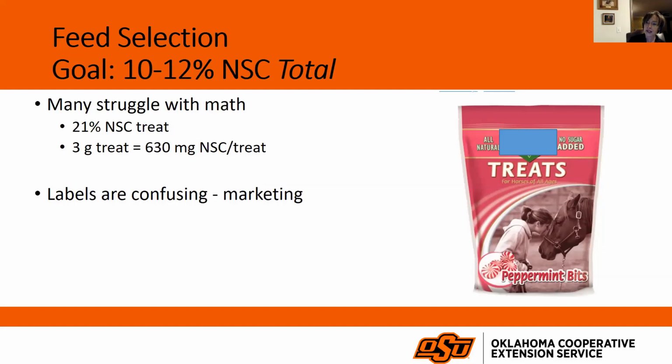The other piece that can be really confusing is that products are marketed to people where they'll say, well, no sugar has been added. But again, we need to know what's in the diet. My goal is for 10 to 12% of the total diet to be non-structural carbohydrates, and not really about single items, and not really the presence or absence of any sugar that's been added to that feed.